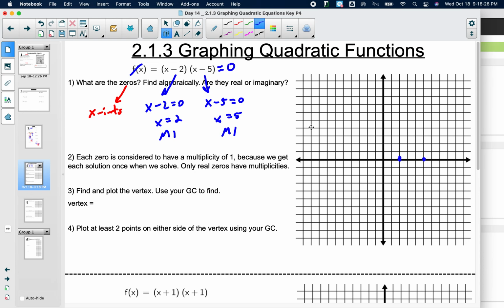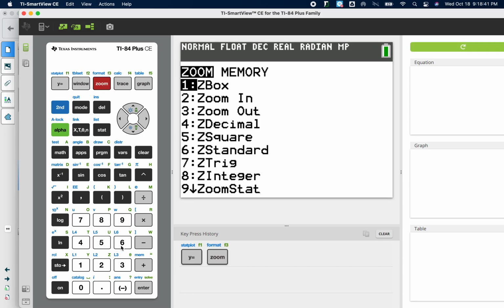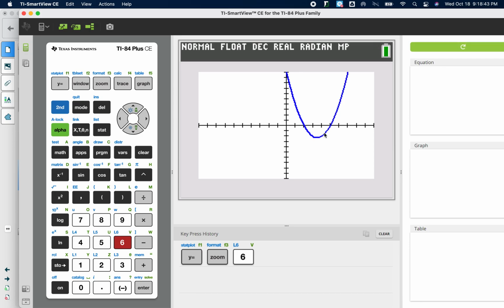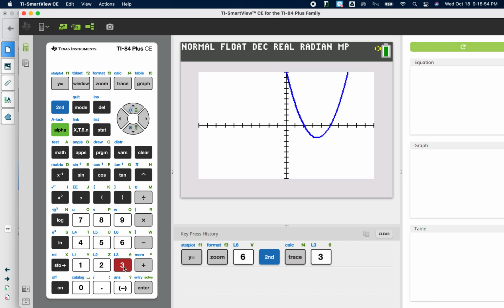Okay. So now we need our graphing calculator. Okay, so find and plot the vertex. Use your graphing calculator to find. So I'm going to punch that into y equals like this. I'm going to zoom standard it, zoom 6, so I get a graph that looks like this. And now my vertex is a minimum point. Okay, so I'm going to go to second trace and then minimum, which is 3.